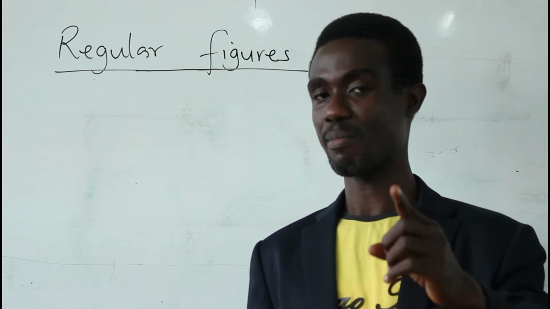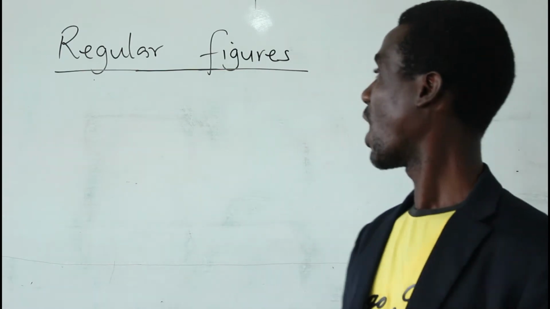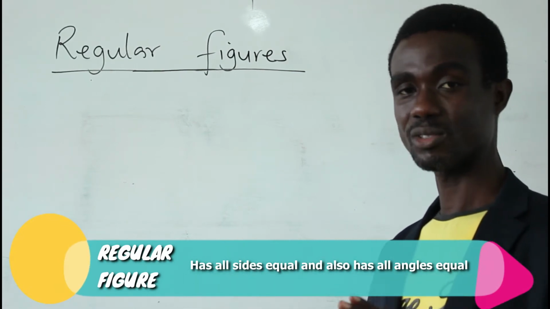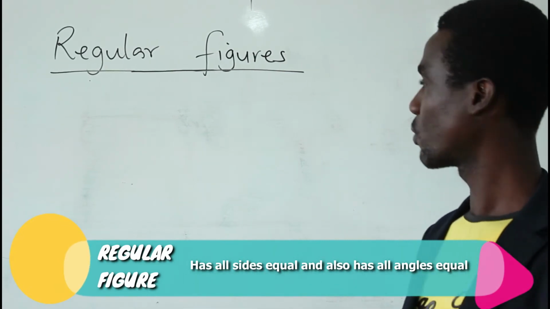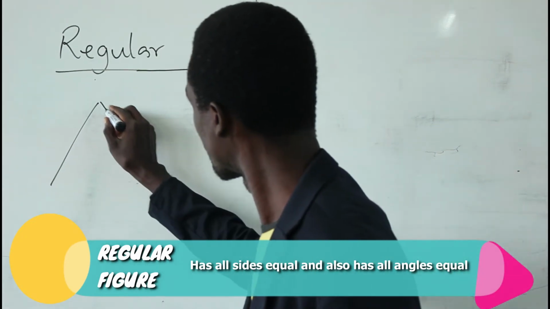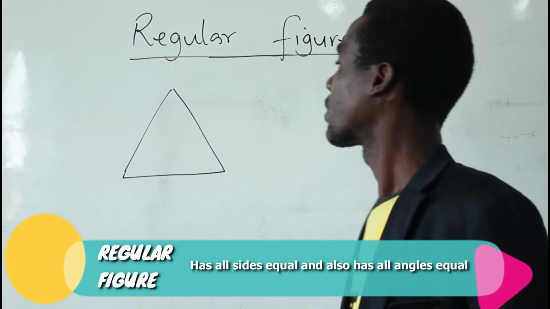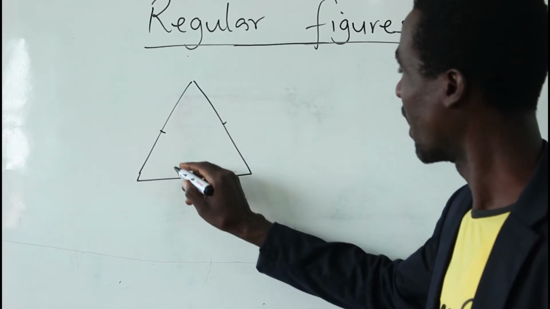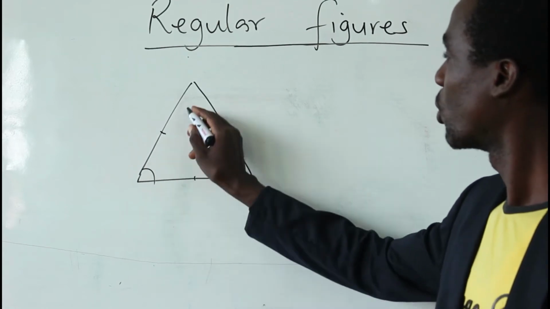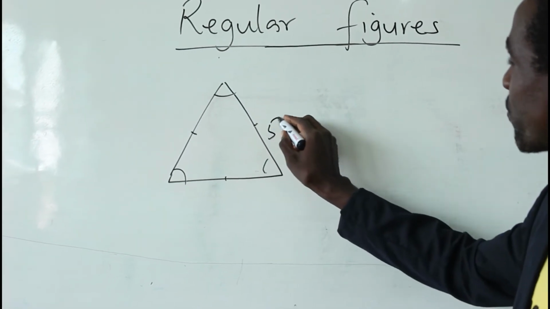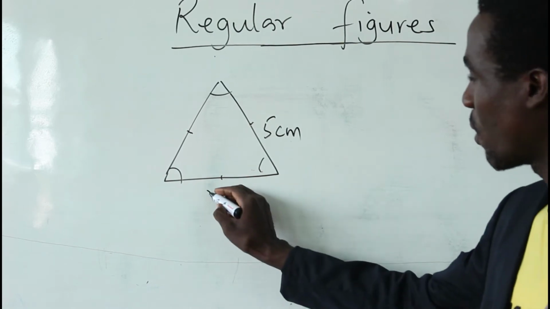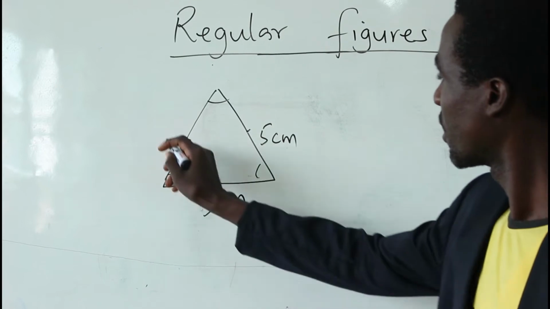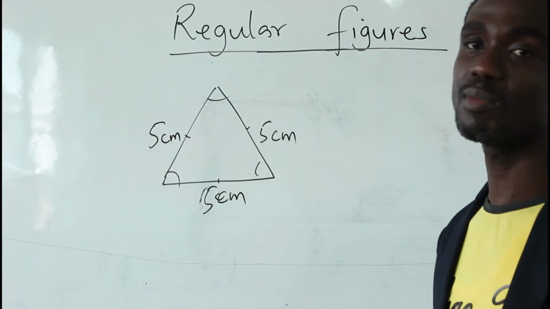Remember I spoke about regular figures. Now, a regular figure is a figure with all its sides and angles equal. Let's look at this. This is an equilateral triangle. It has all its sides and angles equal. So if we have here to be 5 centimeters, here will also be 5 centimeters. Here will also be 5 centimeters.